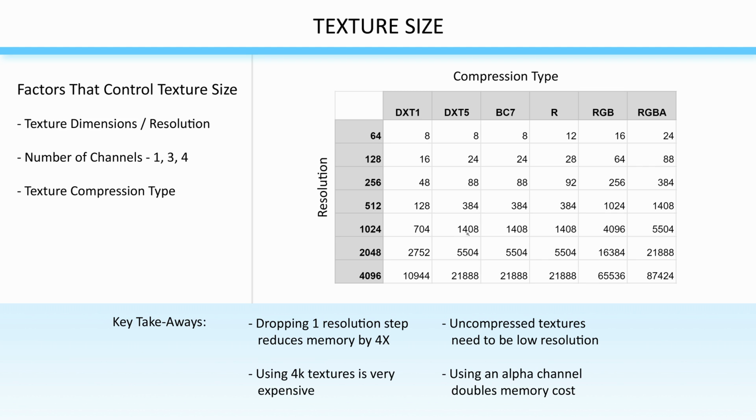Now that 4th channel, the alpha channel, does look really nice. It doesn't have that much texture compression artifacting, but it does double the cost. So when possible, we should try to use 3 channels instead of 4. And if you ever have an alpha channel that you're not using, you should be sure that you get rid of it so that you can use the 3-channel DXT1 compression versus the 4-channel DXT5 compression. All right, I hope that helps a little bit in your understanding.